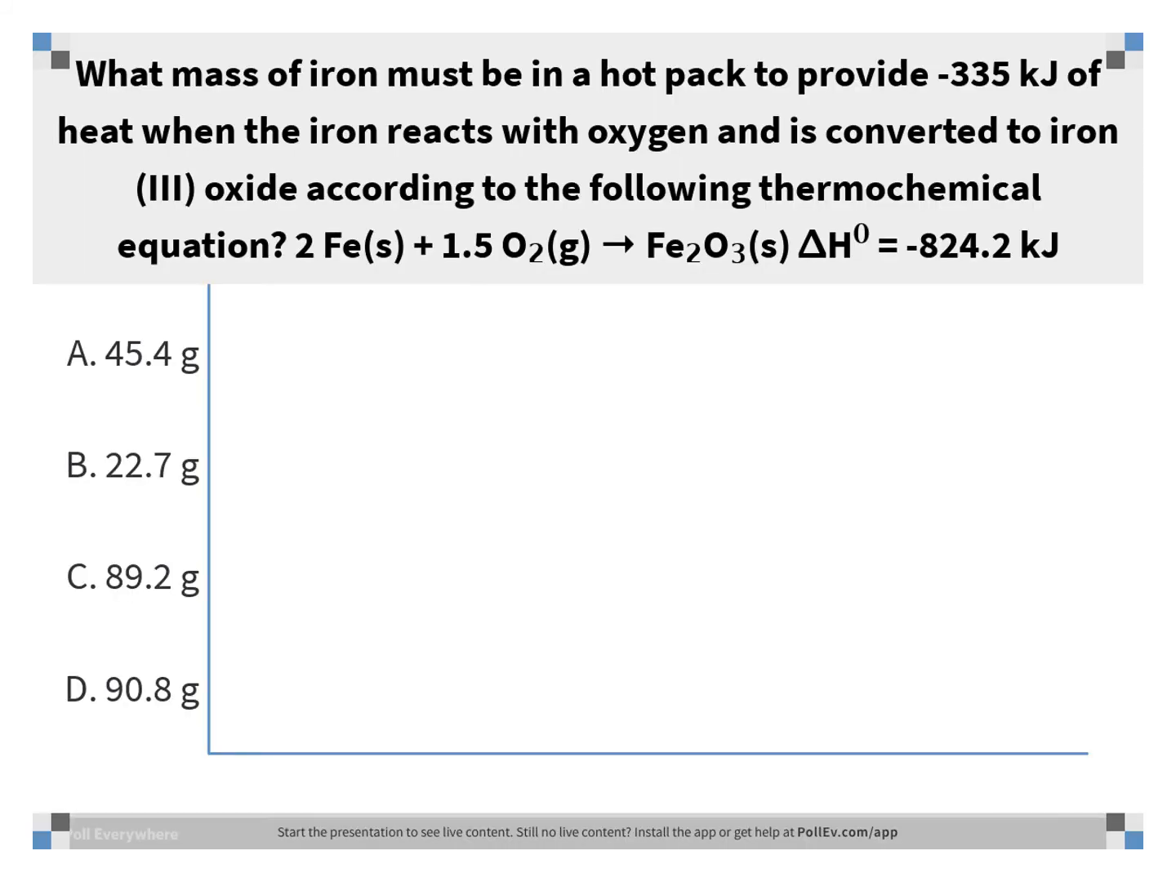The correct answer is A, 45.4 grams. So you're going to take your negative 335 kilojoules as your starting value and use a conversion factor between heat and moles. Our conversion factor is that for every 2 moles of iron, negative 824.2 kilojoules of heat are produced. And that would give us our number of moles of iron that would be needed. Then we can take those moles and convert them into grams using the molar mass of iron.